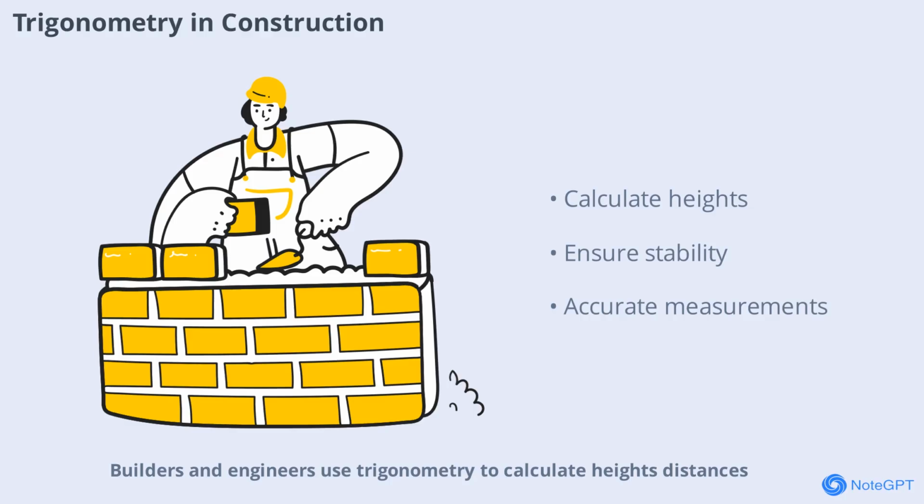Builders and engineers use trigonometry to calculate heights, distances, and angles when constructing buildings, bridges, and roads. Accurate measurements are crucial for safety and stability, and trigonometry provides the tools to ensure everything fits together perfectly.